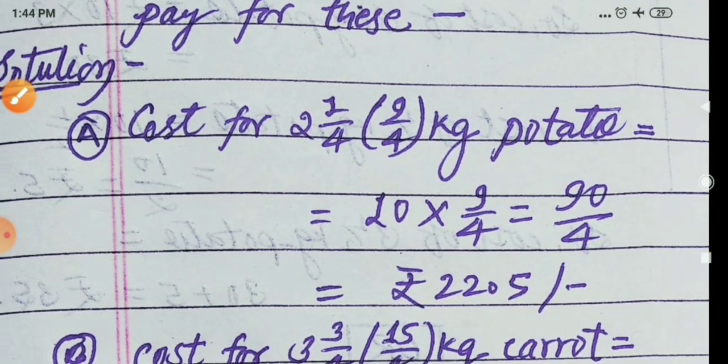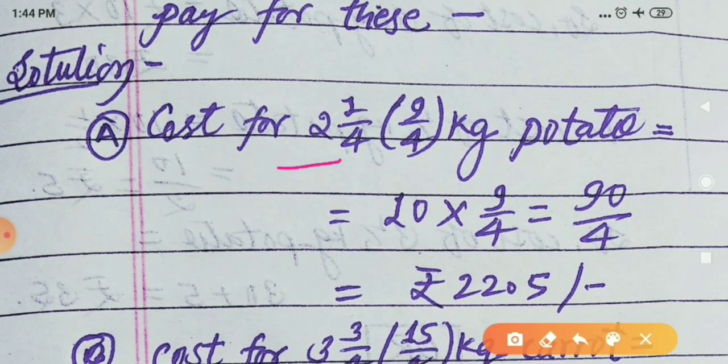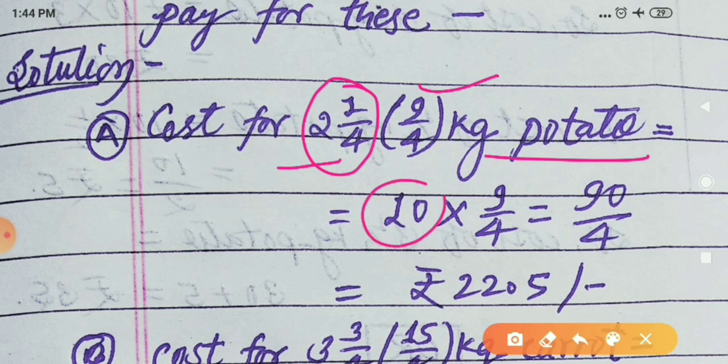First we have to find the cost for 2 whole 1/4 kilogram potato. So 2 whole 1/4 kilogram means 9/4. So the cost of 1 kilogram potato, we have taken 10 rupees from the table, and you will multiply by 9/4. So 10 times 9 is 90/4. So 90/4 means 22.5 rupees. You will divide it.